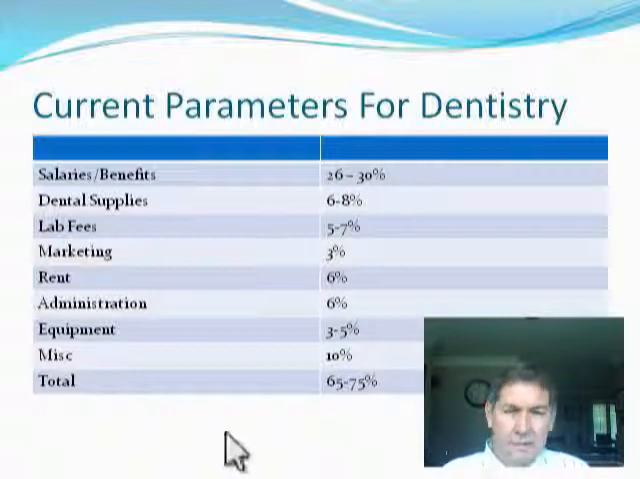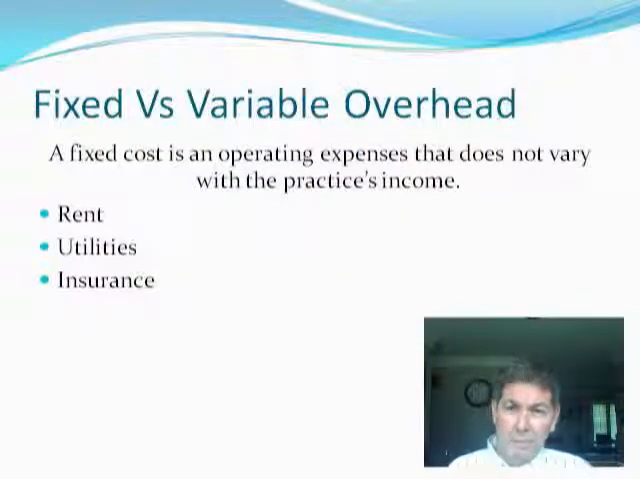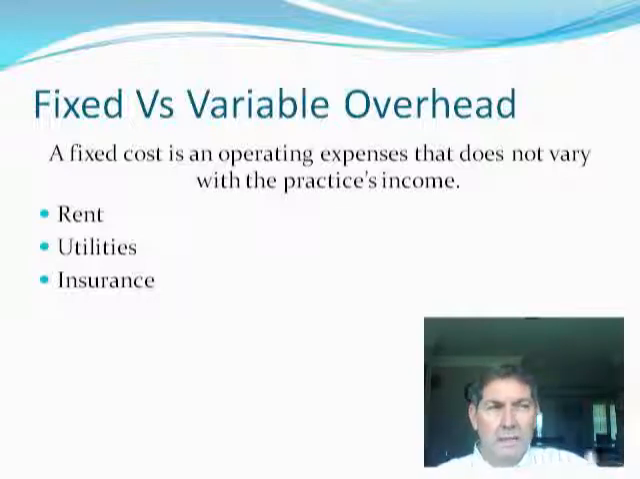These are some of the current average overhead, 65 to 75%. Some practices more, some less. I want to briefly touch on two things here: fixed versus variable overhead. This is not complicated, but you need to understand it. A fixed cost does not change regardless of your income in the practice being up or down. Your rent stays the same regardless. You can take the month off, your rent is still due. And your utilities and your insurance.